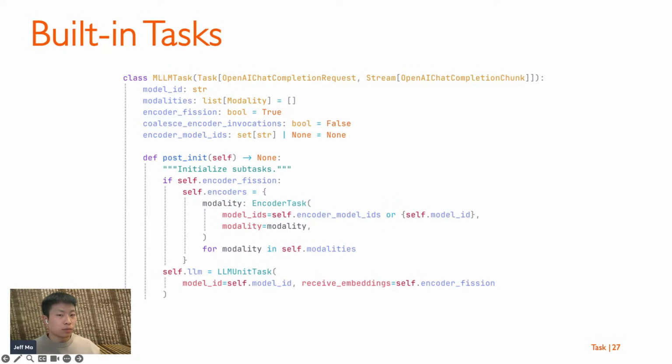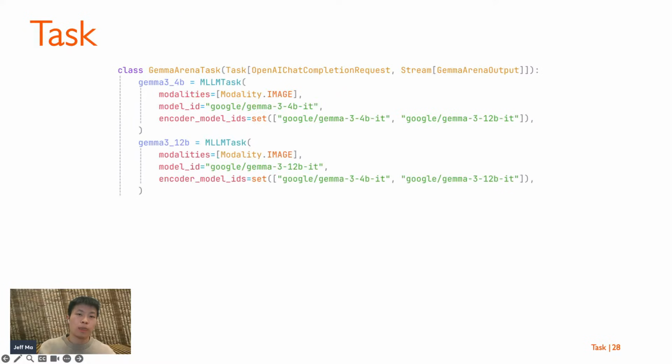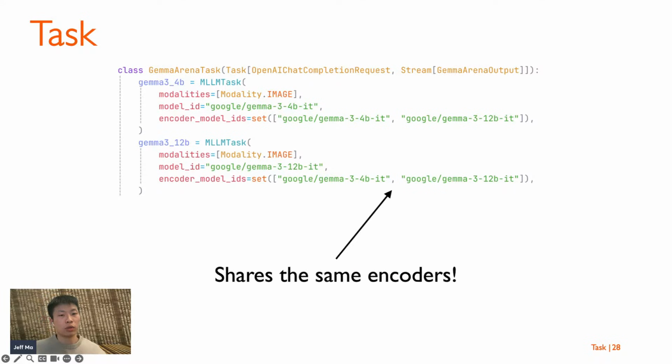the LM task. What's nice about this is that you could now build a composite task on top of existing composite tasks. Say we want to compare the Gemma 3 4 billion and the 12 billion variants side by side. You could simply create a new composite task with two MLLM composite tasks. This encoder model ID's extra field turns out to be a side benefit of disaggregating encoders, because all variants of Gemma 3 models use the same vision encoder. So in Cornserve, this specific vision encoder is shared by both models in this case.